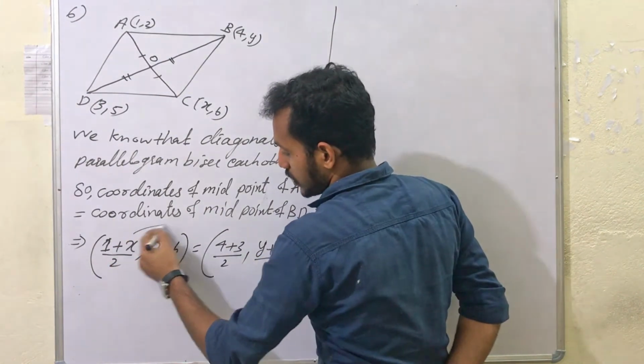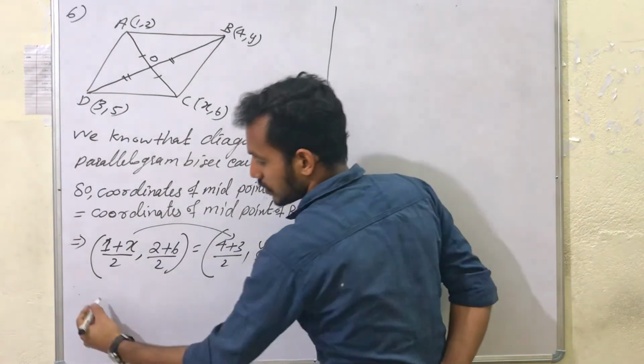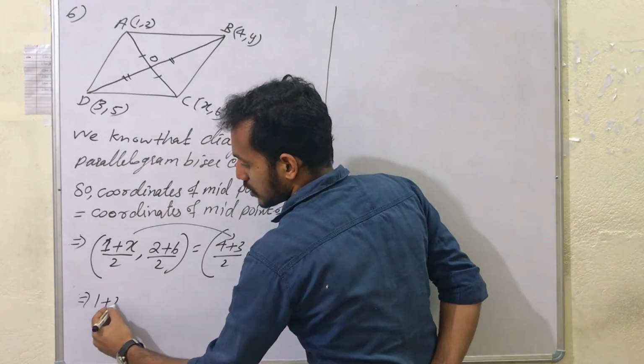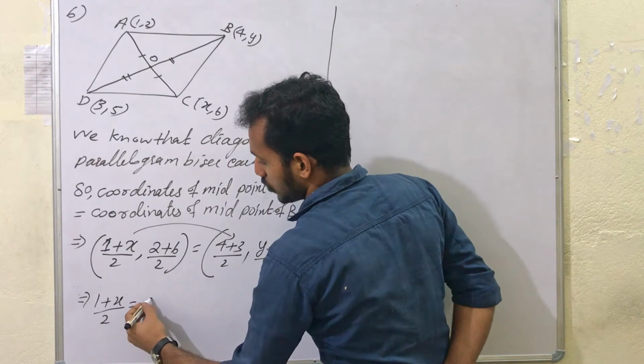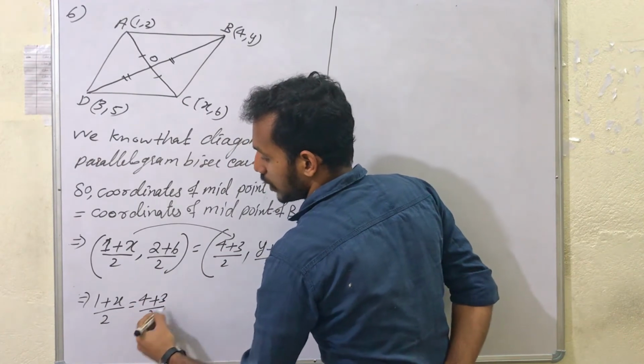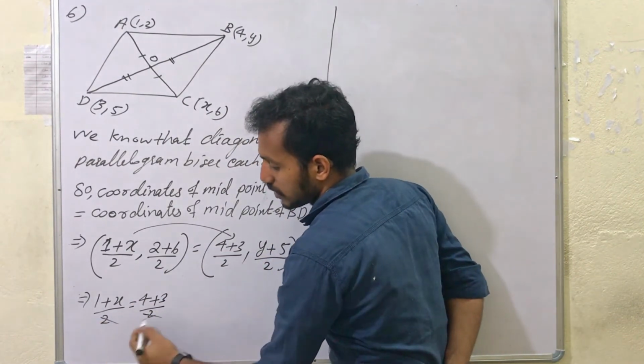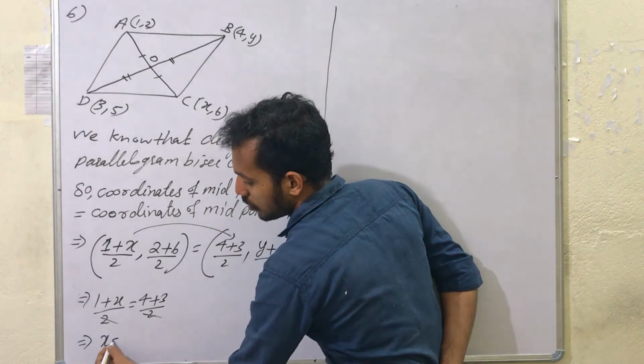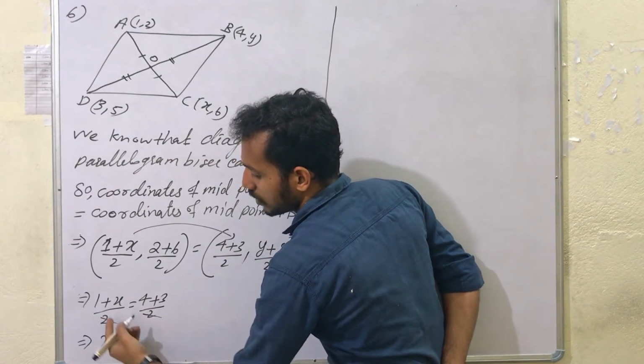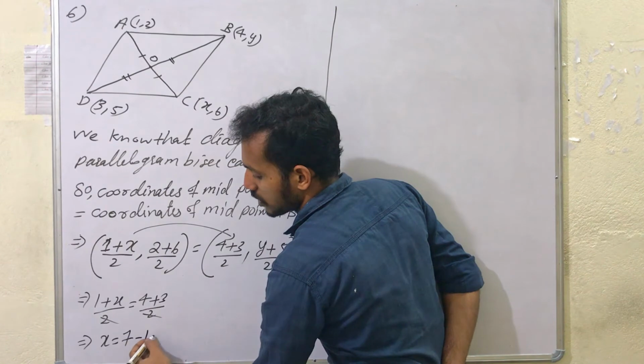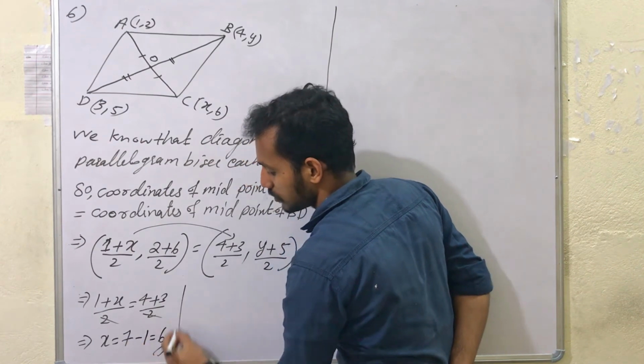First, to take this relation to obtain the value of x, that implies (1 + x)/2 is equal to (4 + 3)/2. 2 to cancel it, which implies x equals 4 + 3, which is 7, and plus 1 take it to here, it will be minus 1, which is equal to 6.